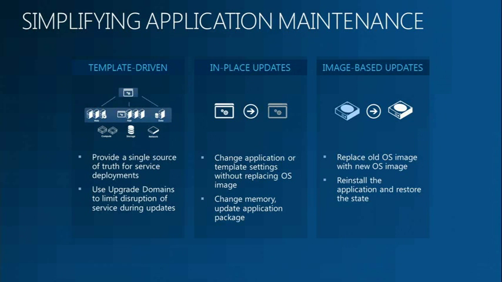So we have this thing called in-place updates. An in-place update means that I can make a change to, say, the amount of RAM that's assigned to the virtual machine, or I can make a change to the underlying application that's running on that virtual machine, and it will pull that application off, deploy the updated version of the application, and start it up. And it's a fairly quick operation to do an in-place type upgrade.